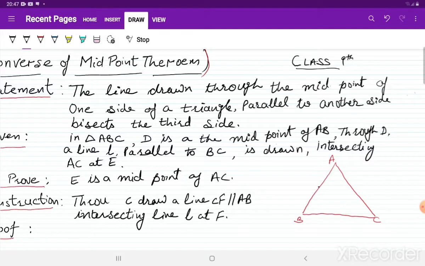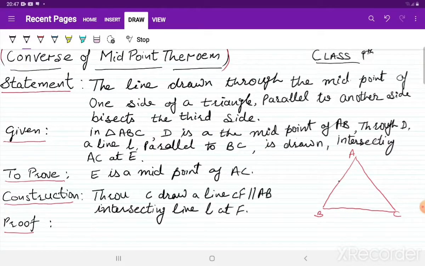So, what is given in this? ABC is my triangle in which I am taking one point, that is point D. D is my midpoint of side AB. In triangle ABC, D is the midpoint of line AB, and through D a line L parallel to BC is drawn. This is my line L, parallel to BC.